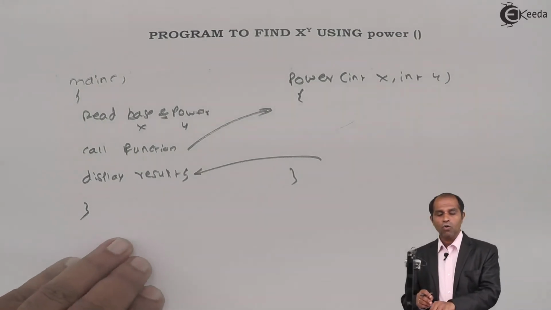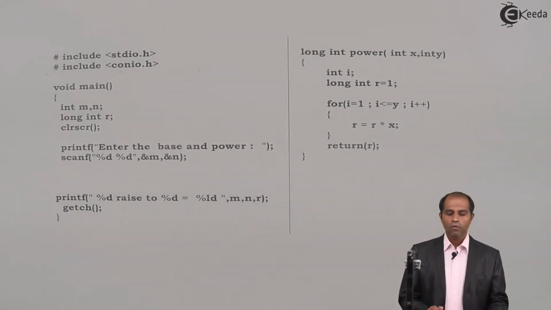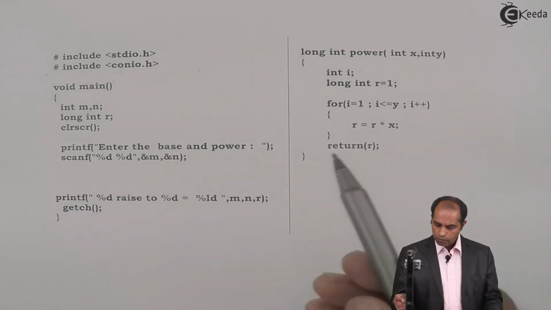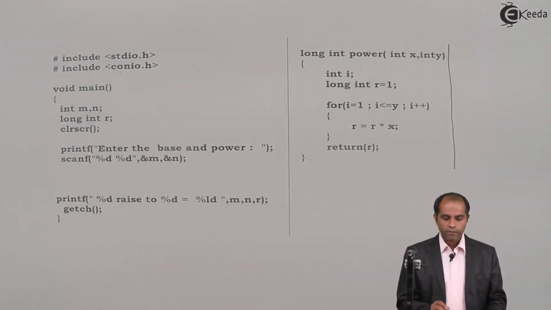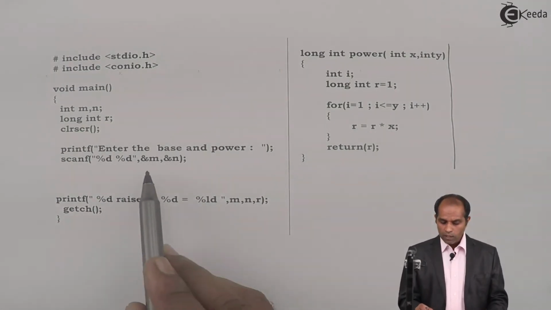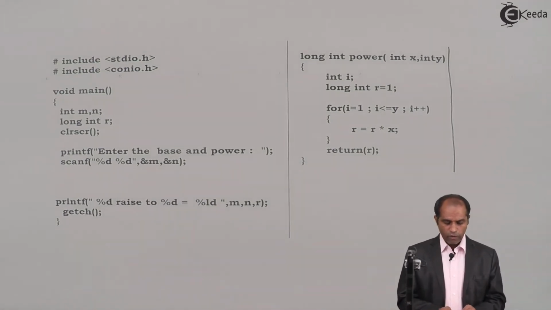So let's see the code for doing this particular task. I have this particular code where I have written the input, the output and the function definition. m and n are my base and power. Your result is stored into r. Ask the user to enter the base and power, read that into m and n. Once the values have been read, you are supposed to calculate the value of x to the power y.